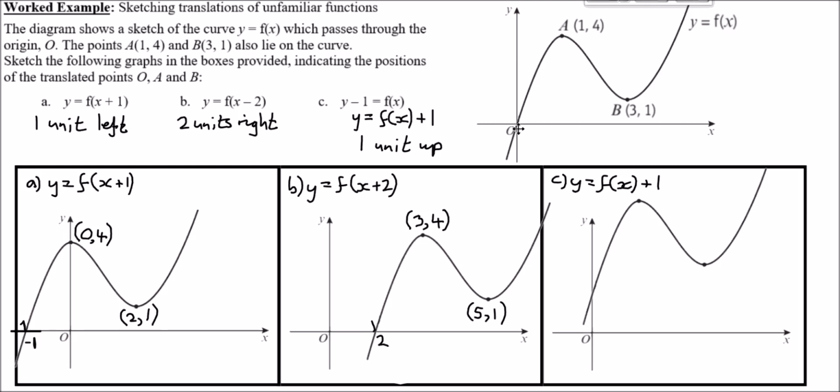That was at the origin. If it moves 1 unit up, it's now going to be at 0, 1. So that y-axis intercept is now 1. This local maximum, instead of being 1, 4, that's going to grow now to 1, 5. And 3, 1, that 1's going to grow 1 and become 2. 1 plus 1 is 2. So this point here is now 3, 2. And then we're done. So now it's over to you.